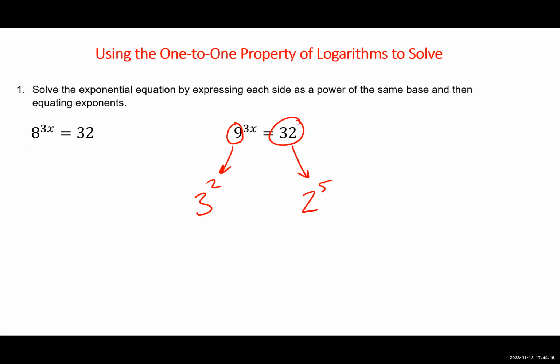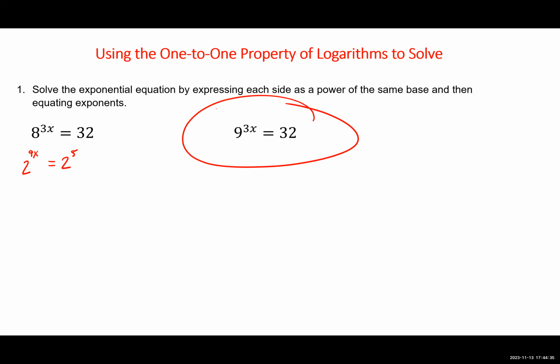And here we said 8 to the 3x, we got 2 to the power of 9x is equal to 2 to the 5th. That's how we solved this one a minute or two ago. Well, over here, in this problem, we can't do that. All right, so what do we do?